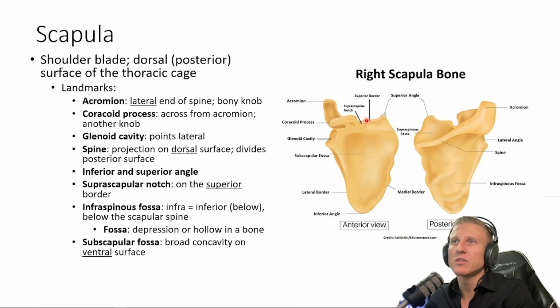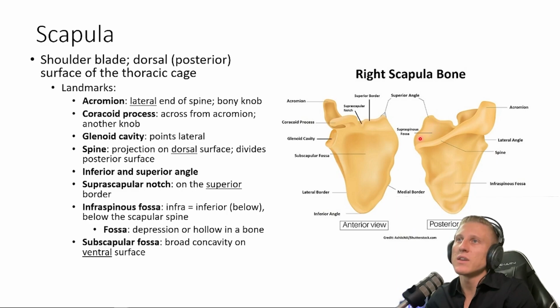Suprascapular notch. Okay, right here, this little guy. Very simple on the superior border. Infraspinous fossa. Okay, infraspinous fossa. We have this little region right here. So we have the spine, and then we're saying infra, or kind of below, fossa. Okay, so that's going to be this area right here.